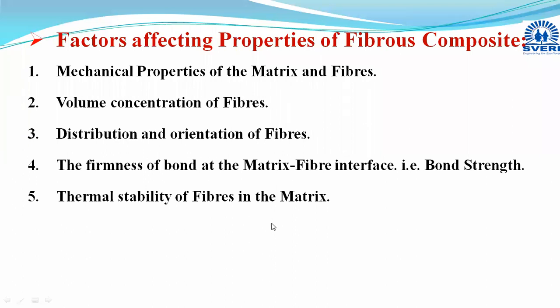Another important part which will affect the properties of these fibrous composite materials is the firmness of the bond. One bond will be there between the matrix and fiber interface. Why is this strength important? Depending on this strength only, we can decide whether this material can be used at higher or elevated temperature ranges. And the next part is thermal stability of the fibers.